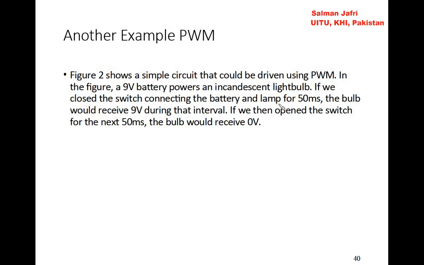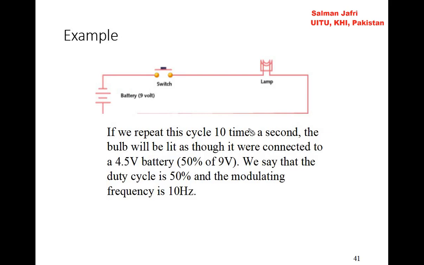So we can have another example of a circuit that can be driven using PWM, right? And what does it do? It powers an incandescent light bulb with a 9 volt battery. Close the switch connected to the battery and lamp for 50 milliseconds. The bulb would receive 9 volts during that interval. Open the switch for the next 50 milliseconds, the bulb would receive 0 volts, right? So this is how the thing is working. This is a simple PWM operation, right?